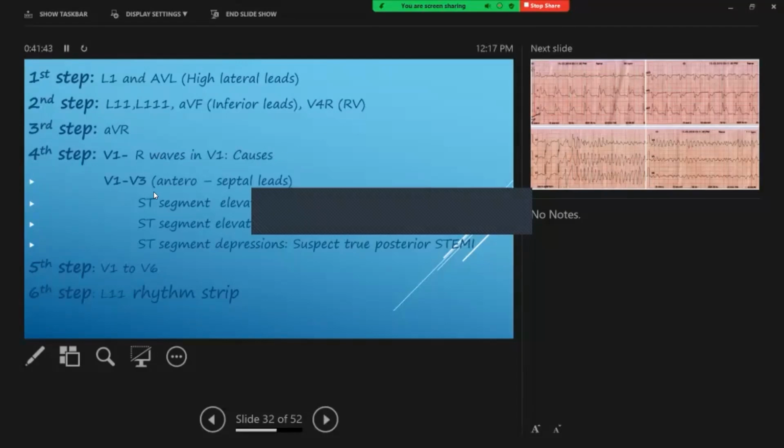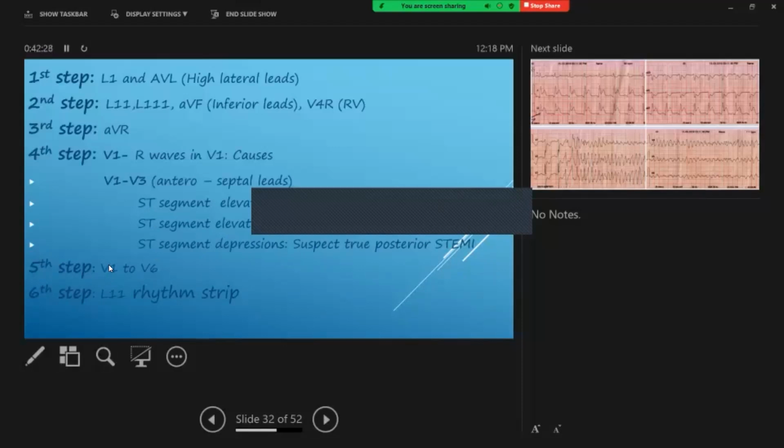Then look at V1 to V3, the anteroseptal leads. If there is ST segment elevation, you can make the diagnosis of anteroseptal ST segment elevated MI. If there is ST segment elevation with QR morphology in lead V1, your diagnosis is anteroseptal STEMI complicated with ischemic right bundle branch block. The feature of ischemic right bundle branch block is QR morphology in V1 to V3. If ST segment depressions are there, suspect true posterior MI, and get the extended chest leads V7 to V9.